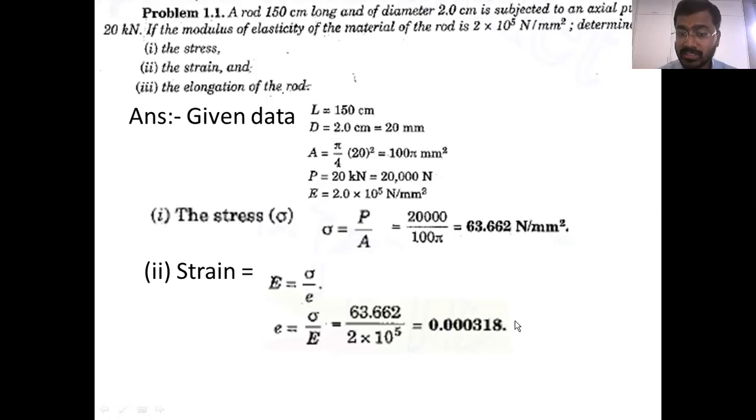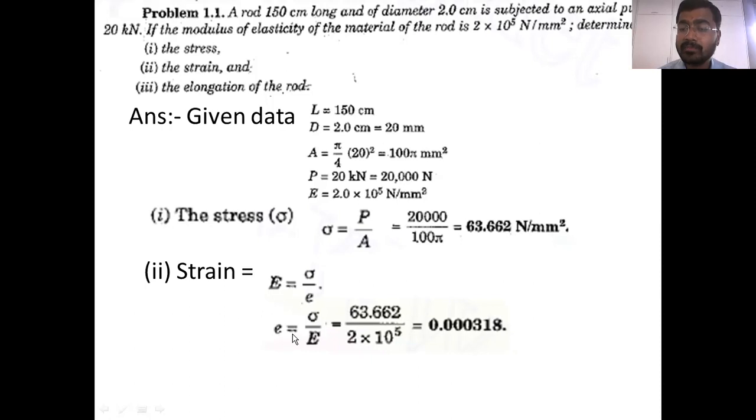Here we will not have any units. Yes or no? What will be the units of the strain? Strain is a dimensionless constant, so it will not have any units. Why? Because if you see, what is the unit of stress? Newton per mm square. What is the unit of Young's modulus? It is Newton per mm square. So both the units will cancel. Newton per mm square here, and here also we have Newton per mm square. Both will get cancelled, so we will not have any units.